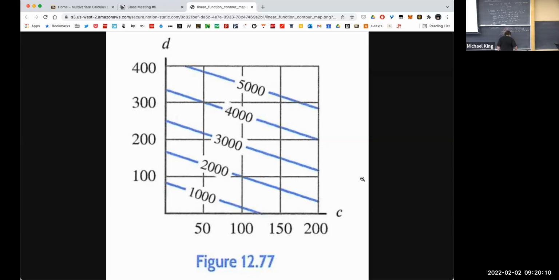Right, so if we see a contour plot of a linear function, those are parallel and equally spaced lines, right? Can we recover the function? Can we find the actual function? And the answer certainly is yes. It's just a question of how. So how are we going to go about this?